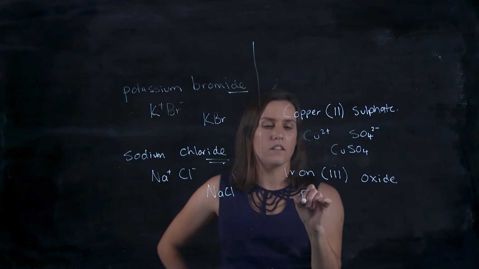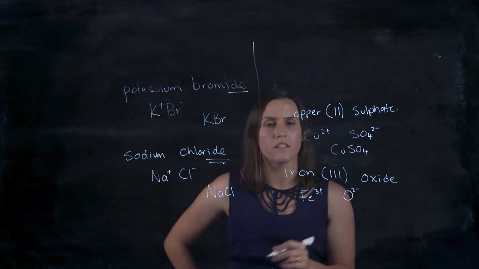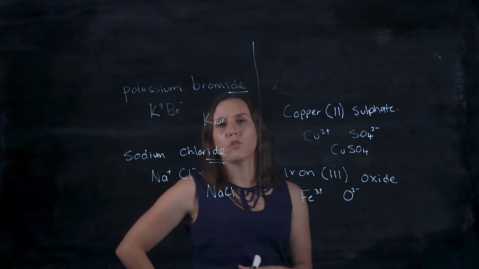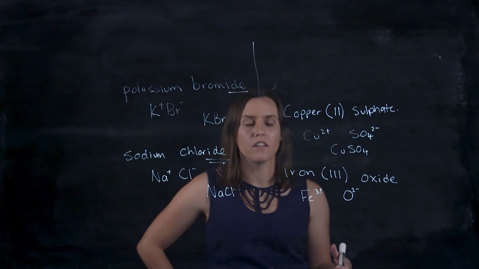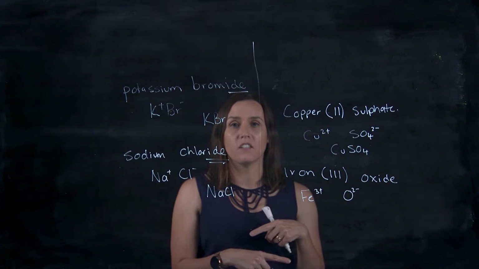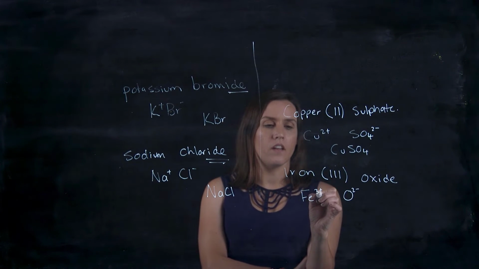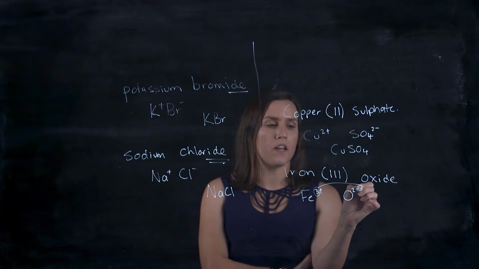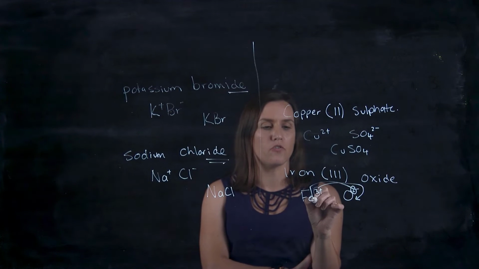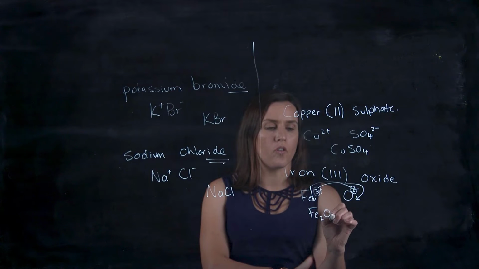Again, iron 3+, oxide 2-. Now these ones are a little bit trickier. You need to make sure that the charges cancel out. An easy way to do that is to swap and drop the charges. So if I've got a +3 here, if I swap and drop that charge, I get a 2, and swapping and dropping the 2- charge, I get Fe2O3.